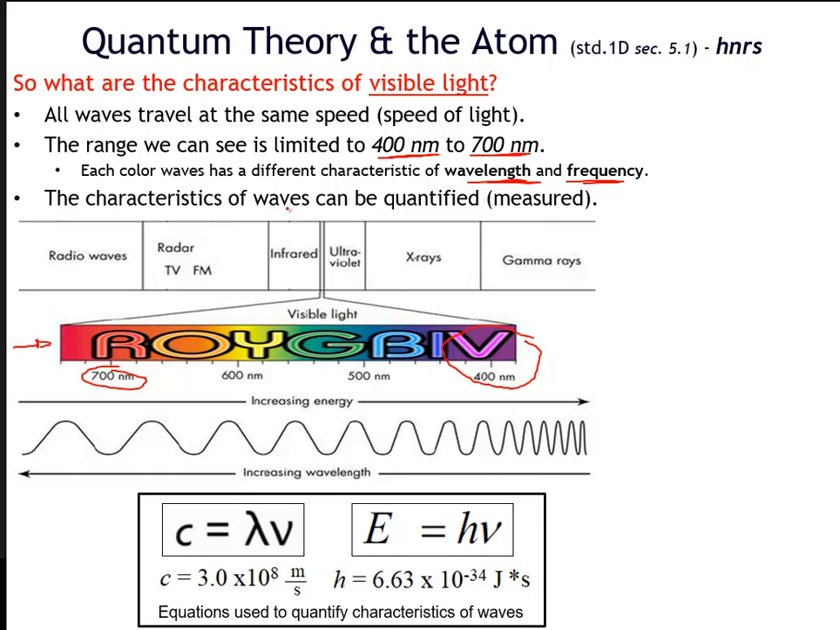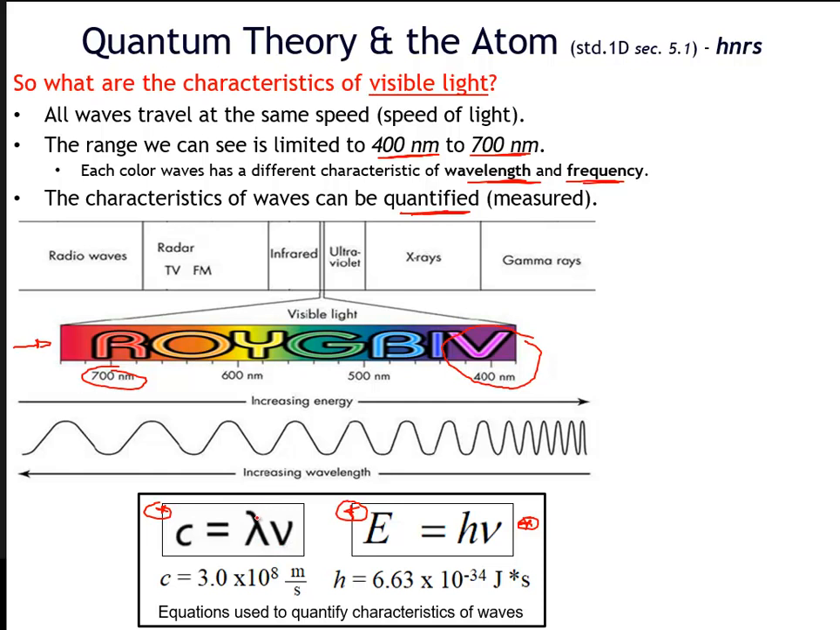These characteristics of waves can also be quantified. We can use numbers to express and describe them. When we quantify them, we use these two equations. One identifies the energy trapped in the waves, and the other describes the relationship between the speed of light, the wavelength, and the frequency.